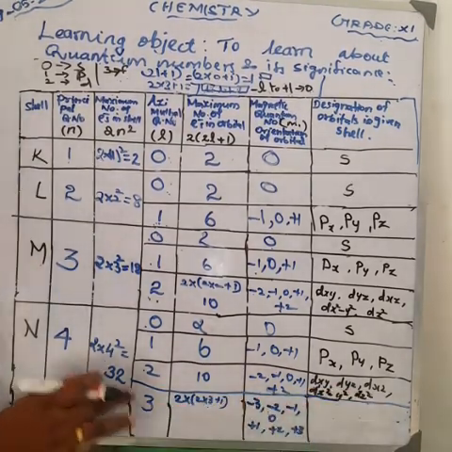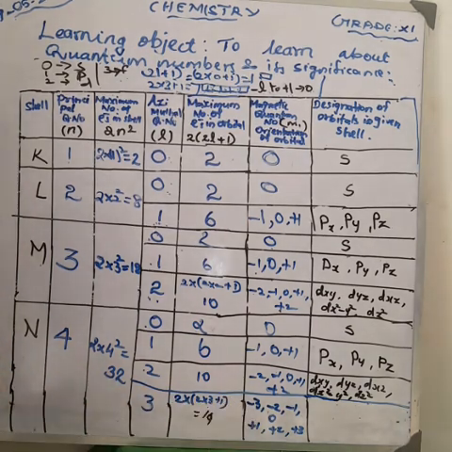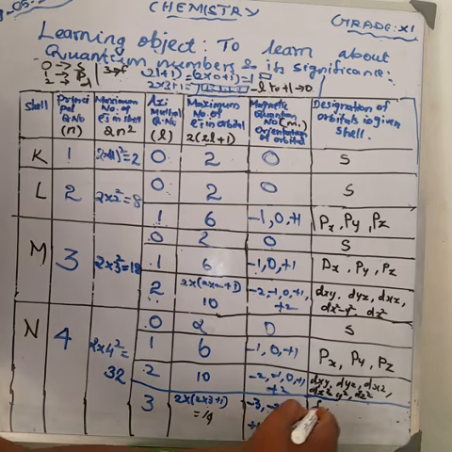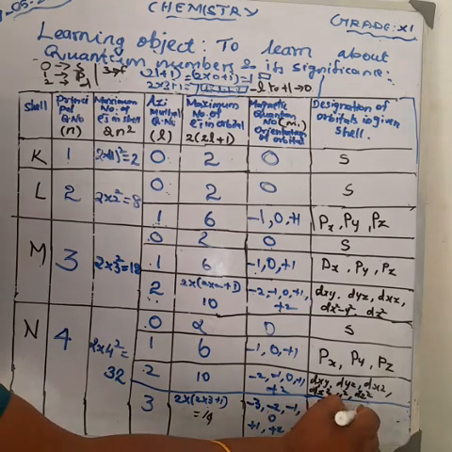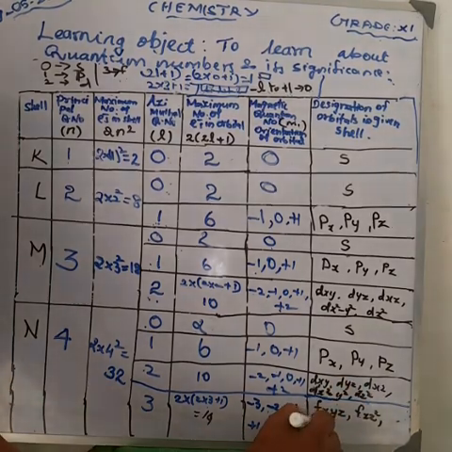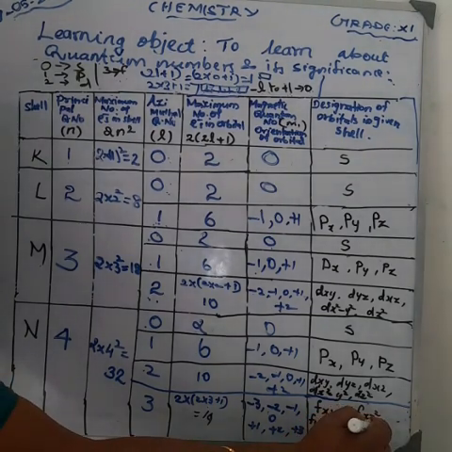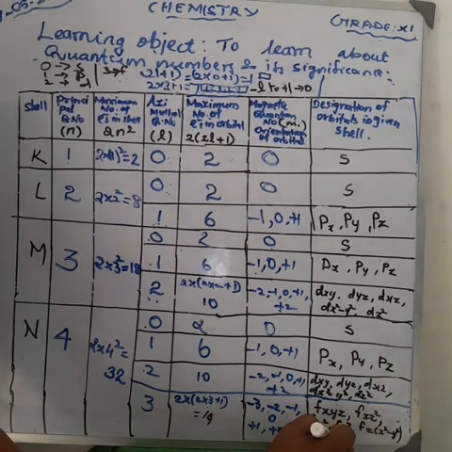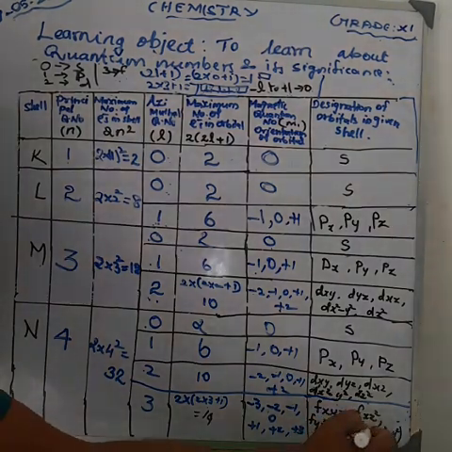And then L equal to 3 means f orbital. F orbital has how many orientations in total? 7 orientations. What are they? Fxyz, Fxz square, Fyz square, Fz cube, Fz x square minus y square, Fx x square minus 3y square, Fy 3x square minus y square. These are the 7 orientations for the f orbital.